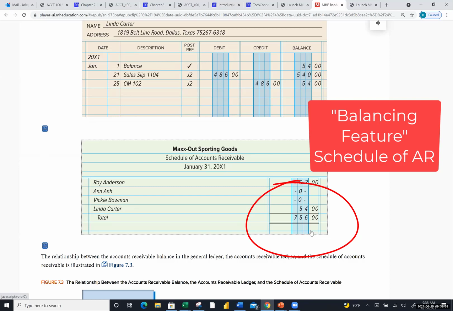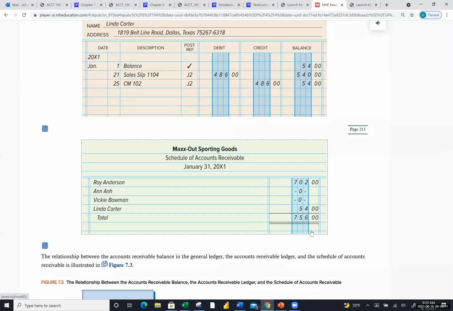There's always a check and balance feature in accounting. So because we have these subsidiary accounts, there's one more level of detail that has to take place. Posting to these subsidiary accounts and then showing a final schedule of accounts receivable at the end. We're going to get our hands dirty in just a minute and try one of these. But does anybody have any questions about what you've seen so far?